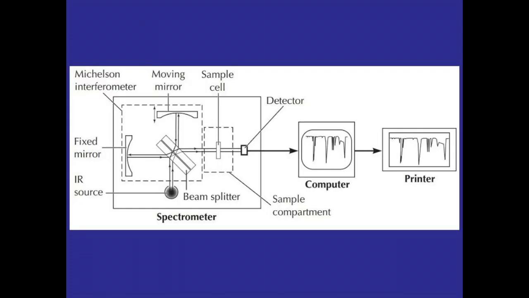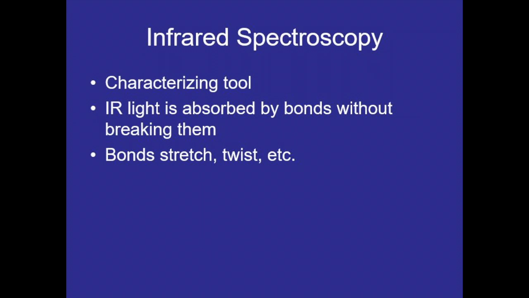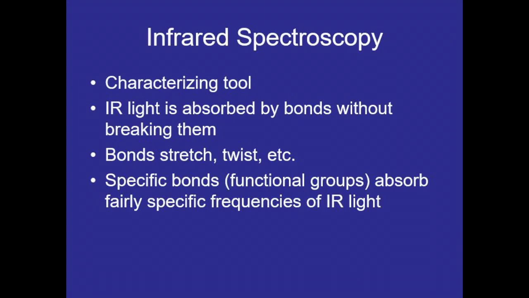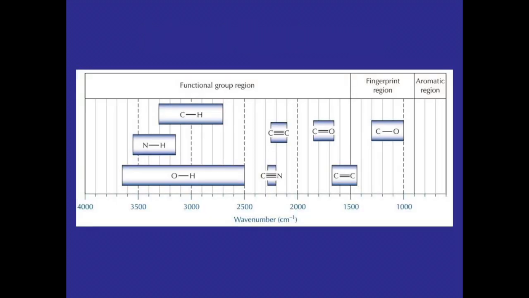Here's a diagram of what a spectrometer looks like and what it does. Basically, we have some sample that we're analyzing, and the spectrometer shines infrared light through that sample, which is picked up by a detector, and then we can analyze the absorption pattern picked up by that detector. As the bonds absorb infrared light, they begin to stretch, twist, or vibrate, and there are a lot of different ways that they can do this, but the important thing is that specific bonds or functional groups absorb pretty specific ranges of infrared light, and that can help us identify which functional groups are on the molecule.